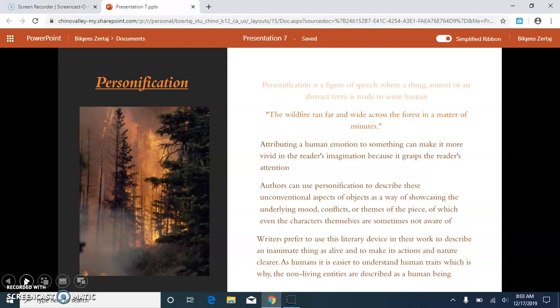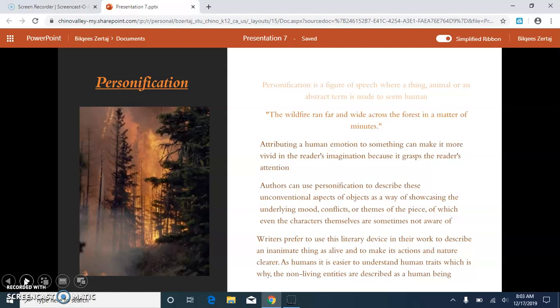Personification. Well, personification is a figure of speech where a thing, an animal, or an abstract term can be made to seem human. For example, "the wildfire ran far and wide across the forest in a matter of minutes." Attributing human emotions to something can make it more vivid in the reader's imagination and hold the reader's attention.